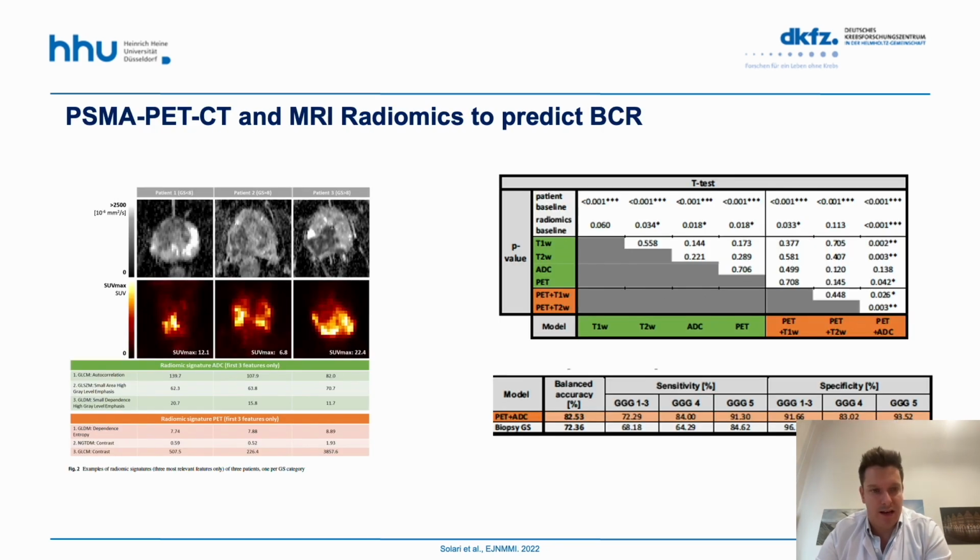Do we have additional value of radiomics in this context? And yes, here are some data published last year. So what did the colleagues do? The colleagues derived some radiomic textures from the PET scan, so avidity, and from the ADC images of MRI. And as you can see here, this aids prediction of Gleason grade grouping with a pretty high sensitivity and good specificity for stratifying ISUP grade group 4 and 5 against 1 to 3.